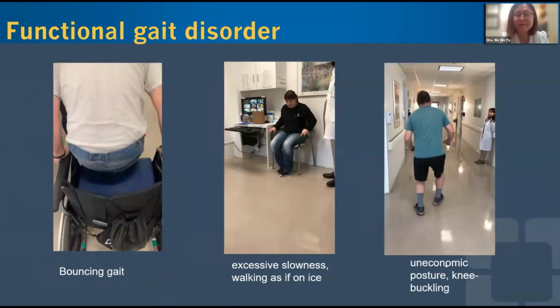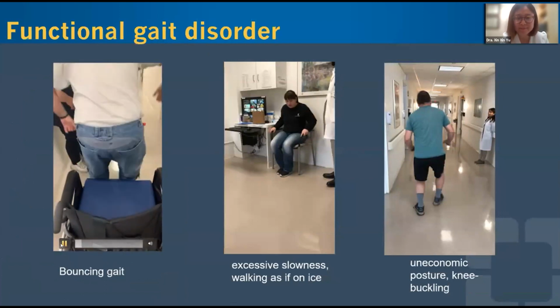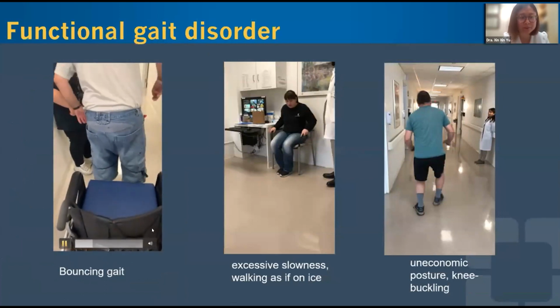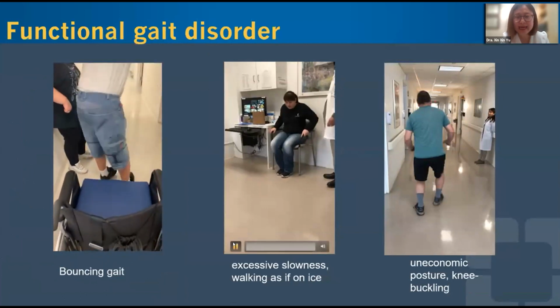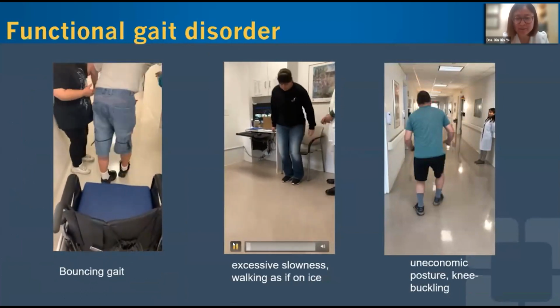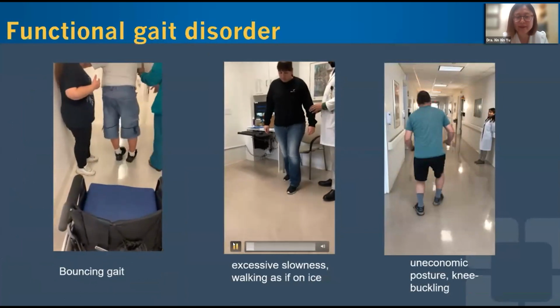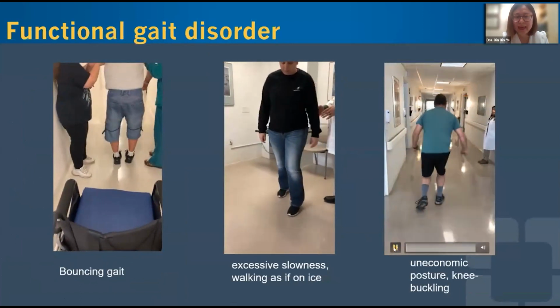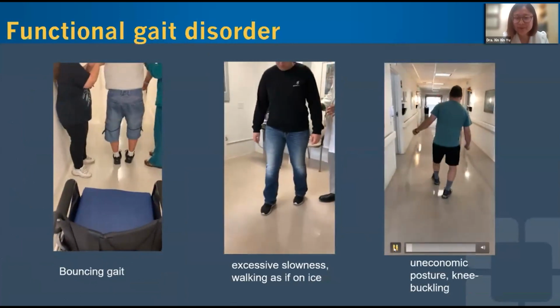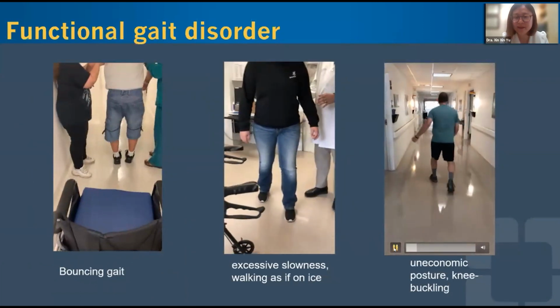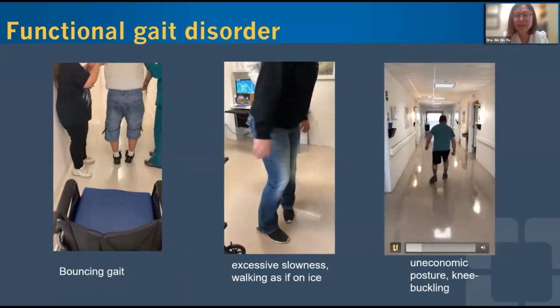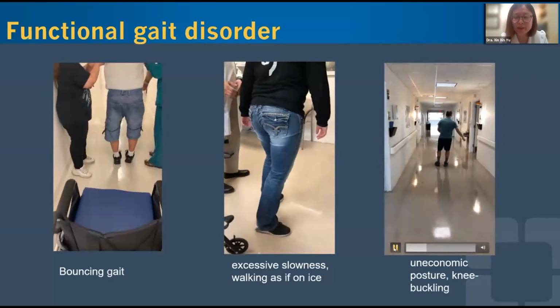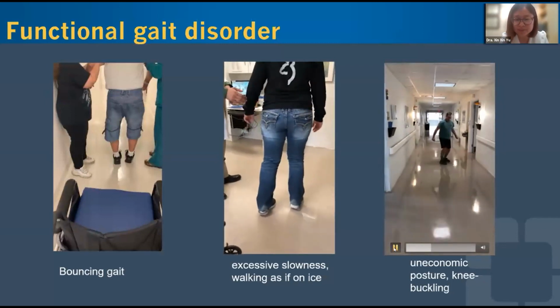Here are some examples of functional gait disorder presentations. A patient with functional gait disorder may present with a bouncing gait in the first video. They may present with an excessively slow gait, walking as if they're walking on ice. And knee buckling is very suggestive of functional gait disorder. And some may have an uneconomic posture that is not energy efficient.